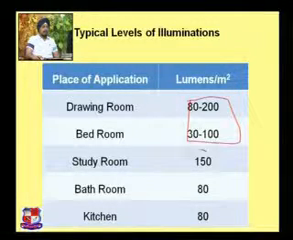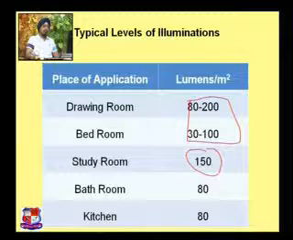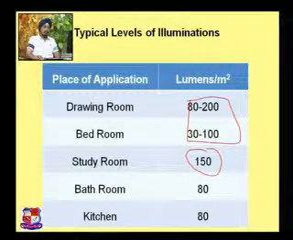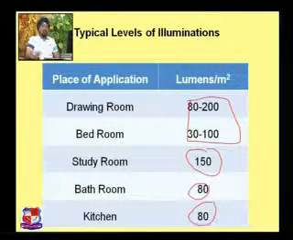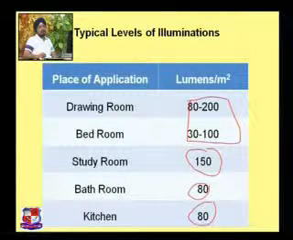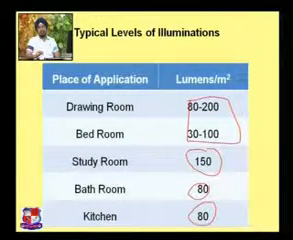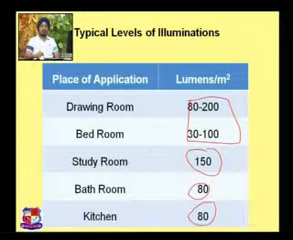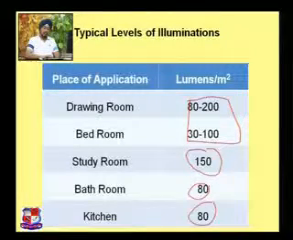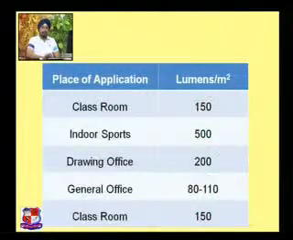Similarly, for the study room the lumens required is 150, for the bathroom very less, that is 80. Similar for the kitchen. So this table gives the ideal condition. We can compare at which particular place how many lumens are ideally required, and according to that we can choose our scheme.